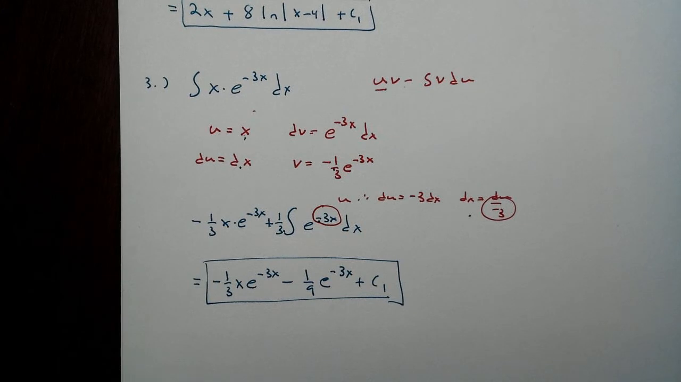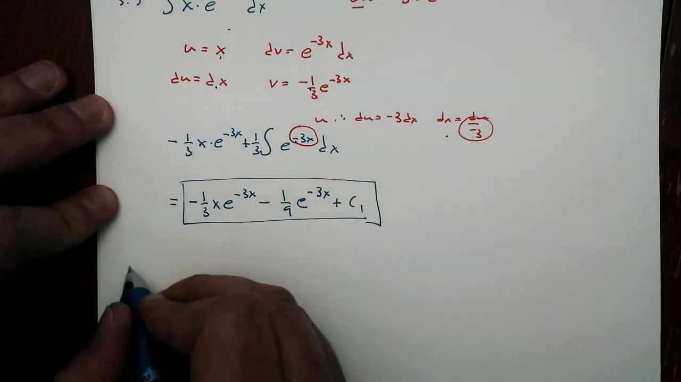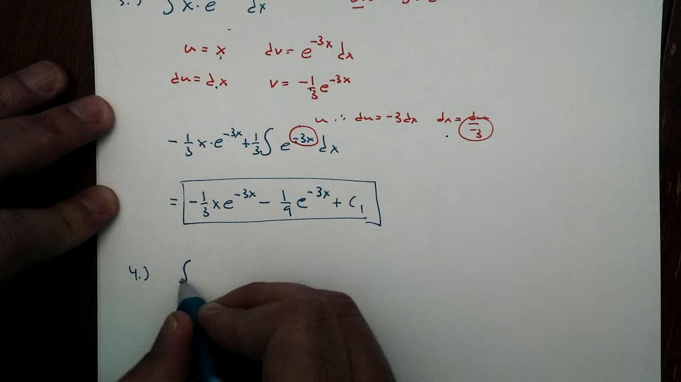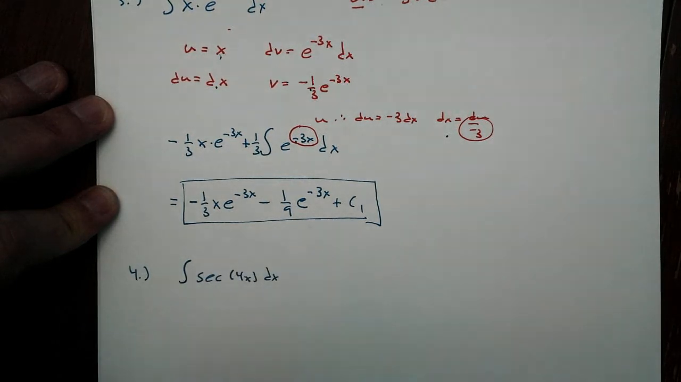Alright, the next one we're going to take a look at is an oldie but a goodie. This is not one of our new rules, but we've seen this before. We haven't seen it in a while. So secant of 4x dx.